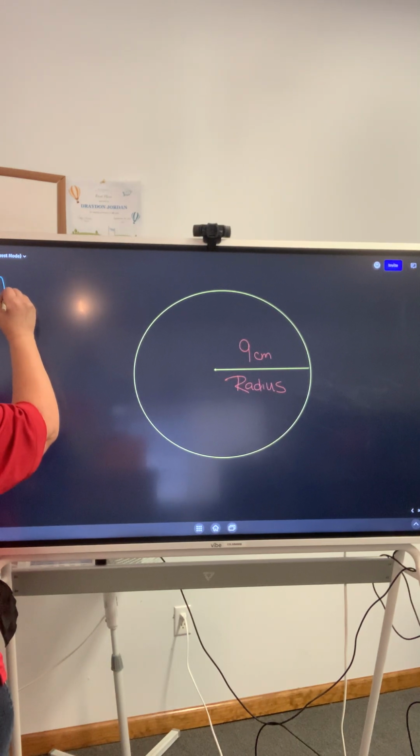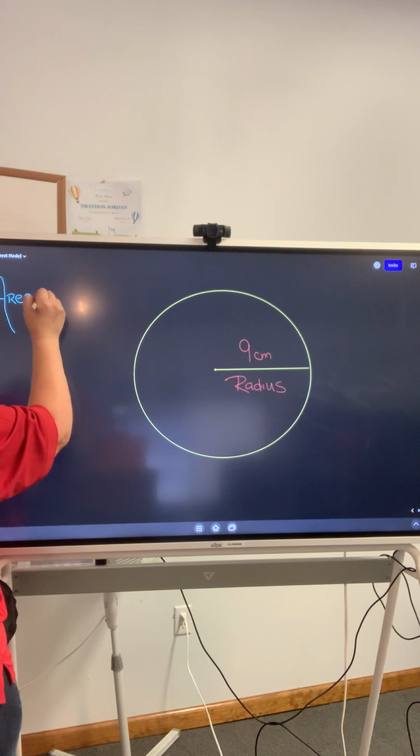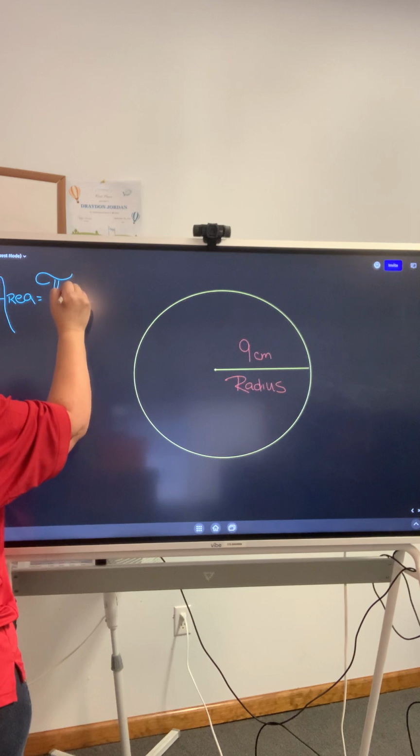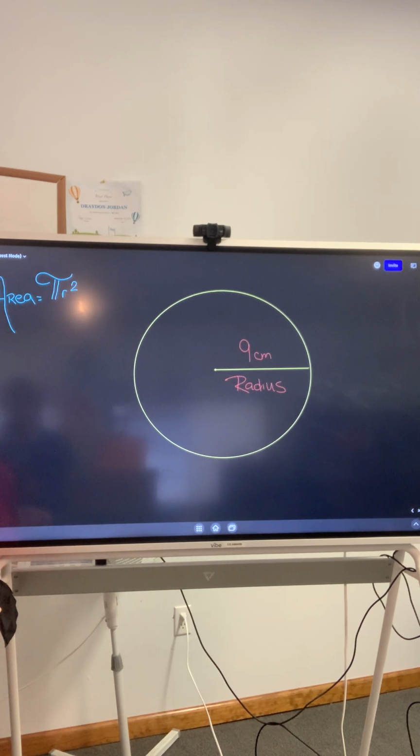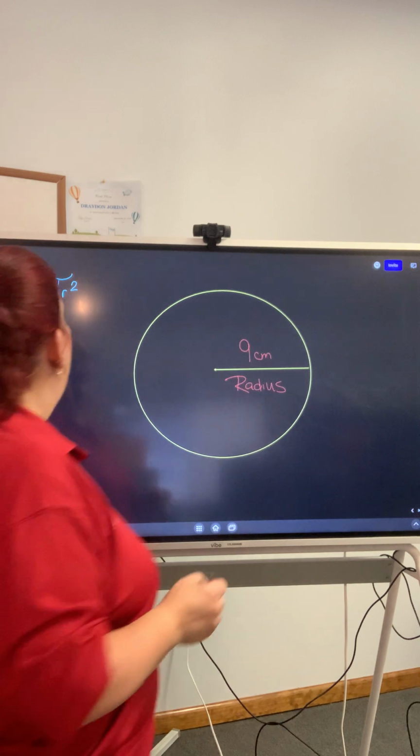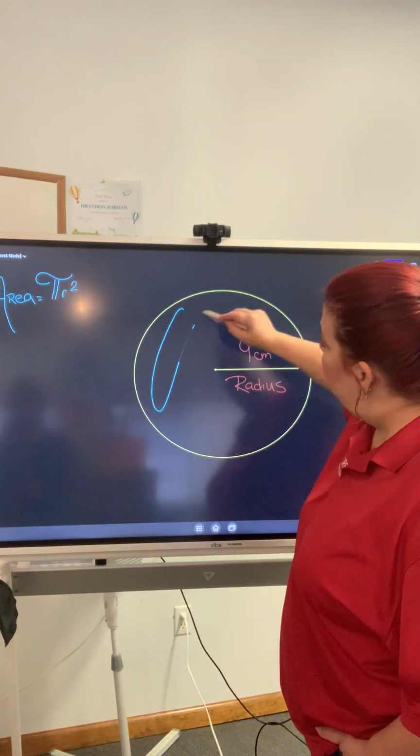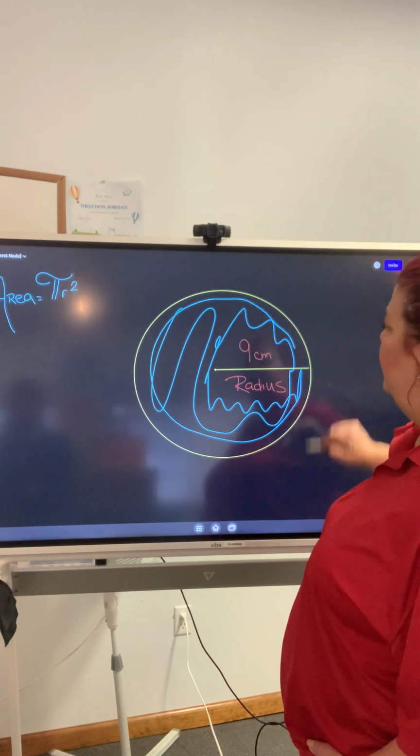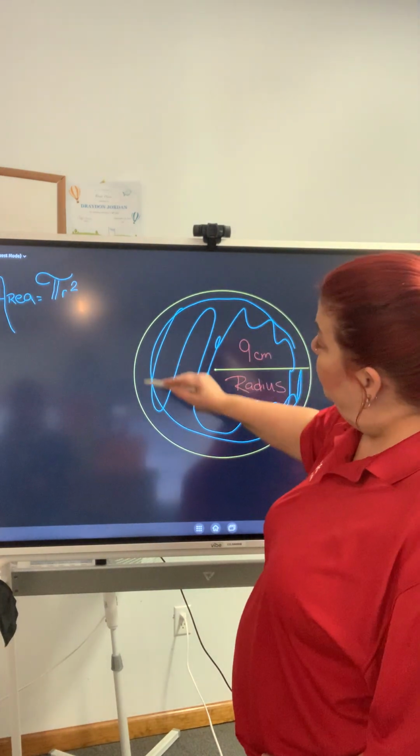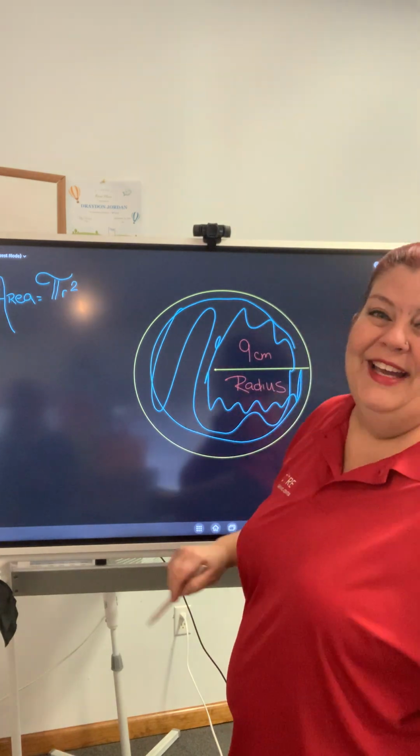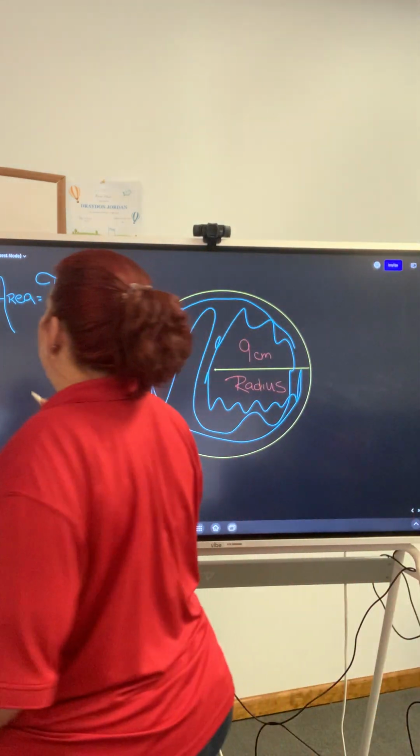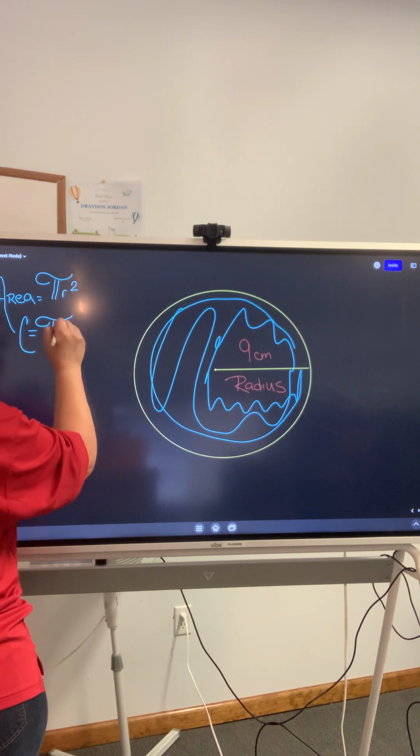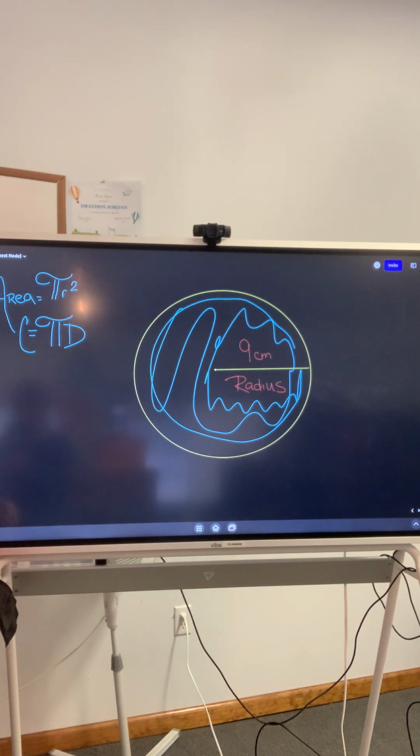Now we want to find, we're going to write my area equals pi times radius squared. And what is the area? The area is all of the space inside. So all of it in here, that's what the area is. Okay, so circumference is the outline and the area is all the space inside. And then circumference equals pi times diameter.